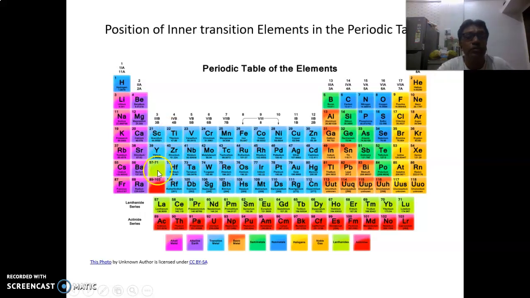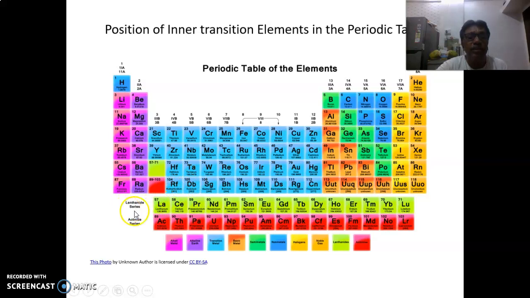If you see the electronic configuration of lanthanum, you find that there is one electron in the d orbital and no electron in the f orbital. So no question arises about lanthanum being an f-block element. But due to the similarities in chemical properties, lanthanum occurs along with the other elements of the lanthanide series. That's why all these elements are placed at the bottom part of the periodic table.